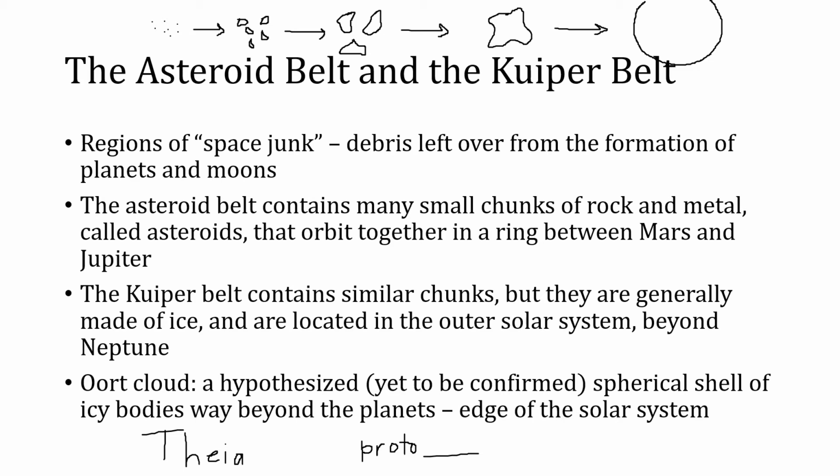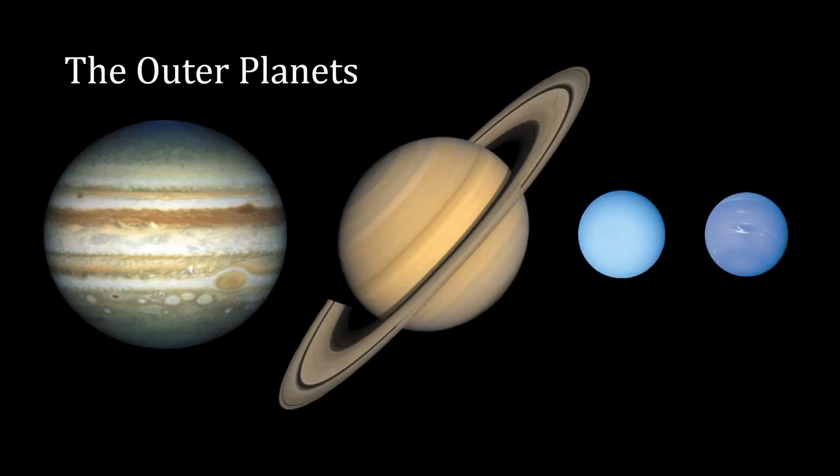That's not going to be a huge part of our discussion beyond this point, but it's worth pointing out that this is a component of our solar system. There's a lot more than just the 8 major planets and Pluto. So with that said, let's now move on to the outer planets.